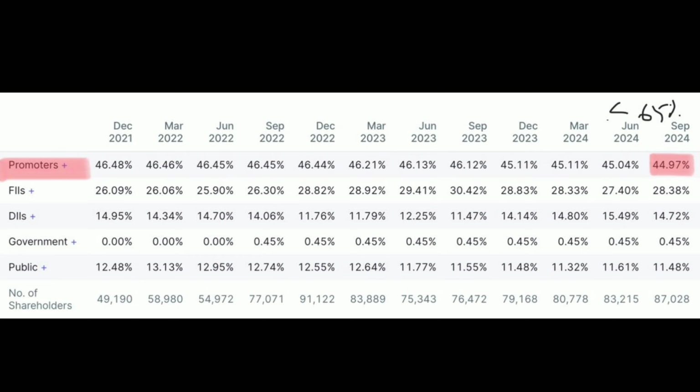Promoter shareholding should be less than 65%. Companies with promoter holding more than 65% will have to reduce their stake as per the union budget. So, the stock will face some selling pressure in the market. A general thumb rule is that more than 50% promoter holding is considered a positive sign. It indicates a stronger promoter confidence and control over the company.